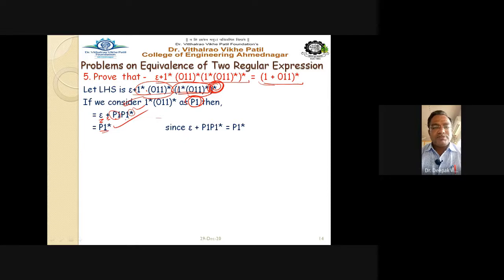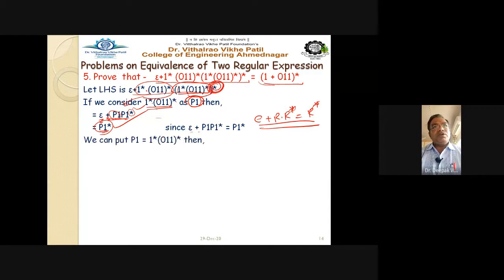And how does this answer come here? This answer is because we know the identity epsilon plus R dot R raised to star, that gives you R raised to star. The same identity rule is applied here, and we get the answer P1 raised to star. And what is the value of P1? P1 is nothing but this 1 star dot (0 1 1) bracket raised to star. Getting this point?